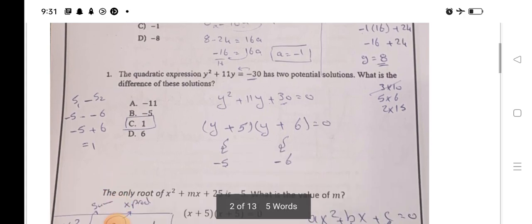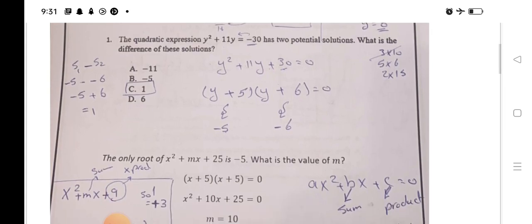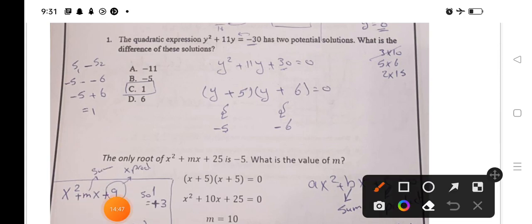Okay. Let's have another question. Let's go. The quadratic expression y squared plus 11y equals negative 30 has two potential solutions. What's the difference of these? Oh, what's this? When I have something like this, y squared plus 11y equals negative 30, this is in the standard form.